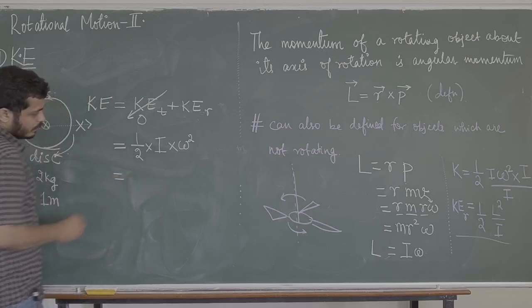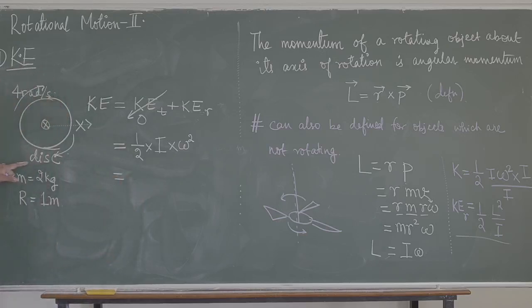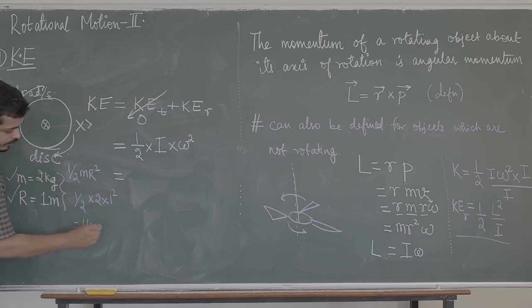So what is your moment of inertia? This thing is a disk. If you remember, the moment of inertia of a disk is equal to half mr square. Are you given the value of mass? Yes. Are you given the value of r? Yes. So you combine both of these. You will write half into the mass, which is 2 kgs, so you just write 2. The radius is equal to 1 meter. Put 1 squared. So the moment of inertia is 1 kg meter square.